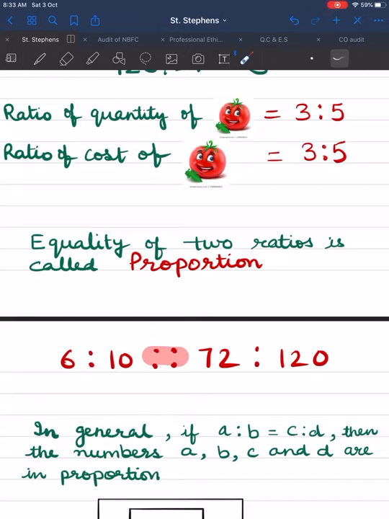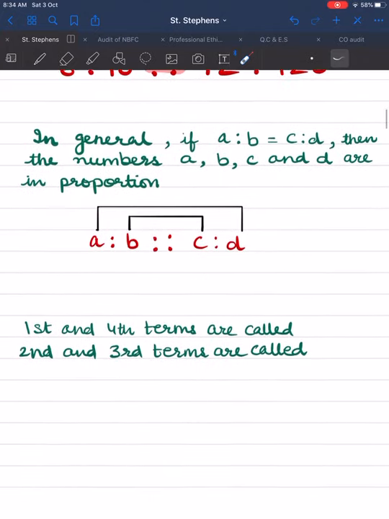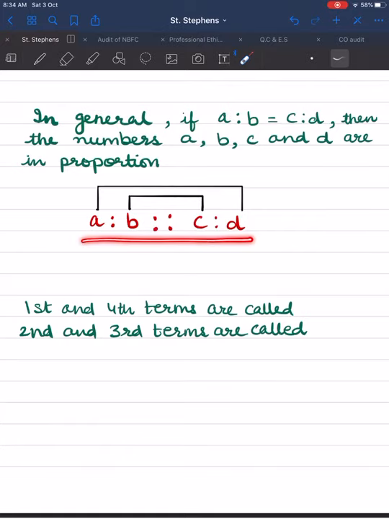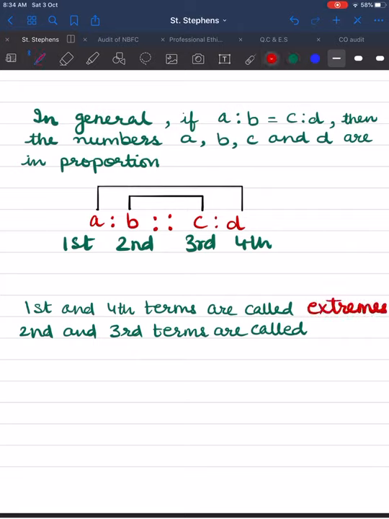of tomatoes. Now in general, if A/B is equal to C/D, then the numbers A, B, C and D are in proportion. And we write A/B is in proportion to C/D. Now here A is the first term, B is the second term, C is the third term and D is the fourth term of the proportion. And children, first and fourth terms are called extremes, and second and third terms are called means.